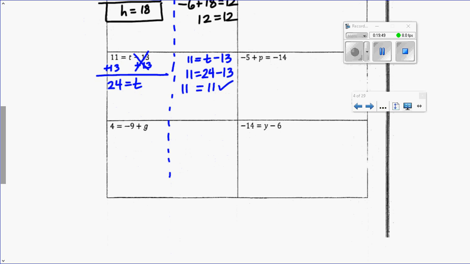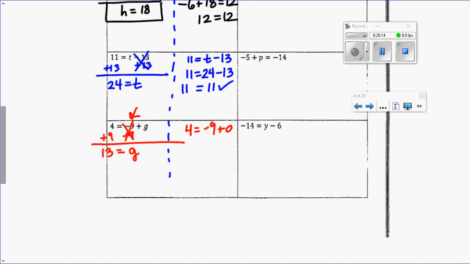Okay, and the last one, you can pause it if you want to try it. If not, I'm just going to go ahead and do it. It's our last one of the video. Okay, I want g by itself, so I have to get rid of this number right here. It's a negative 9, so I have to add 9, and then I add 9 on the other side of the equals. All right, 4 plus 9 is 13. This goes away, and I'm left with g is 13.